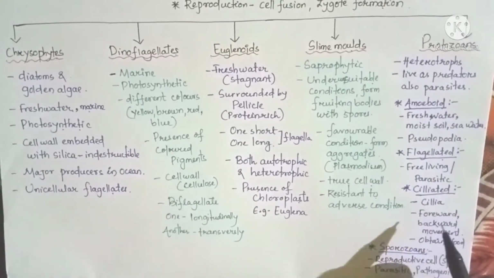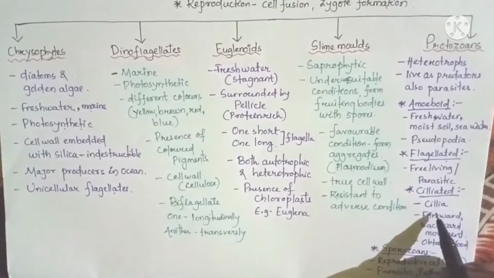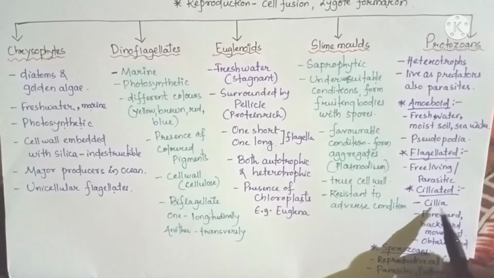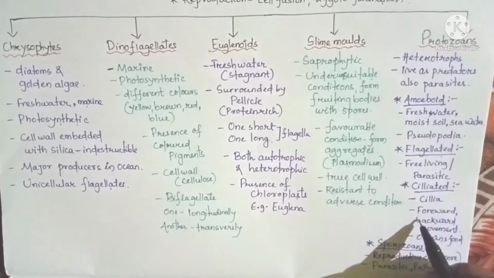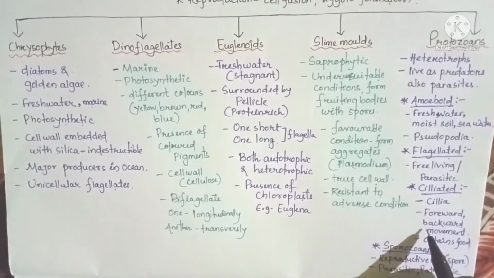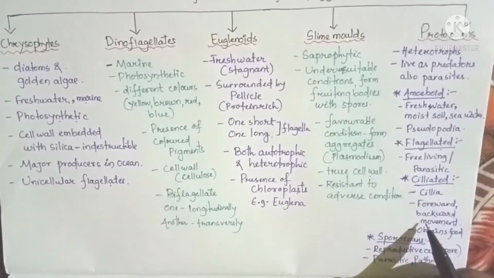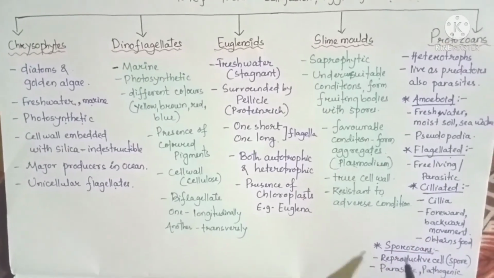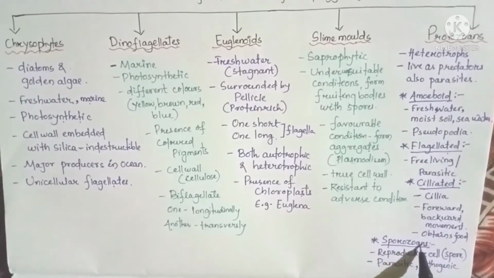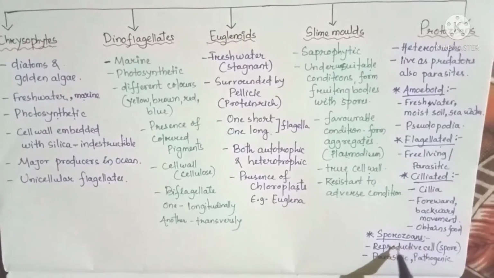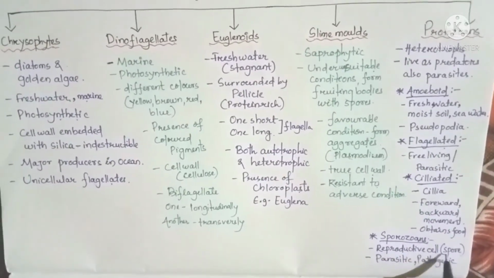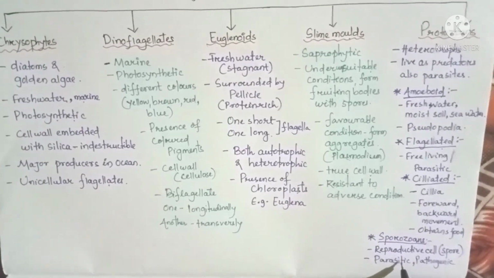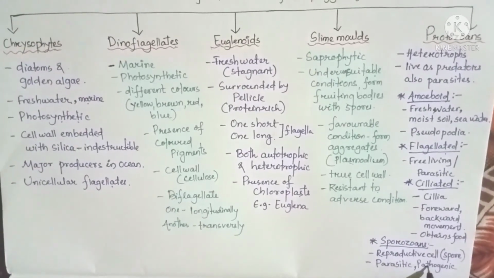Ciliated protozoans. They have cilia. The movement of cilia helps in propelling forward or backwards. It also helps in obtaining food particles from outside. Then sporozoans. Sporozoans have reproductive cells which are known as spores. They are parasitic and pathogenic in nature.